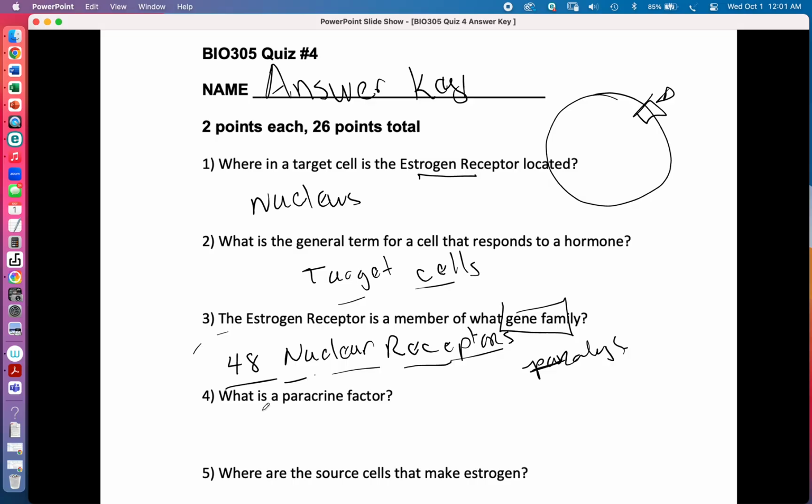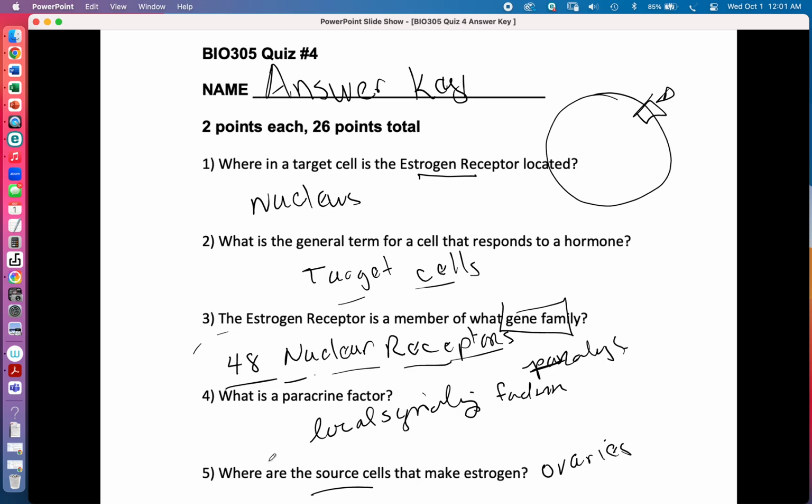What's a paracrine factor? It's a local signaling factor. And everybody did a great job on that. What are the source cells that make estrogen? They're in the ovaries. That's a great answer. They're actually called the granulosa cells primarily, but ovaries is a great answer.